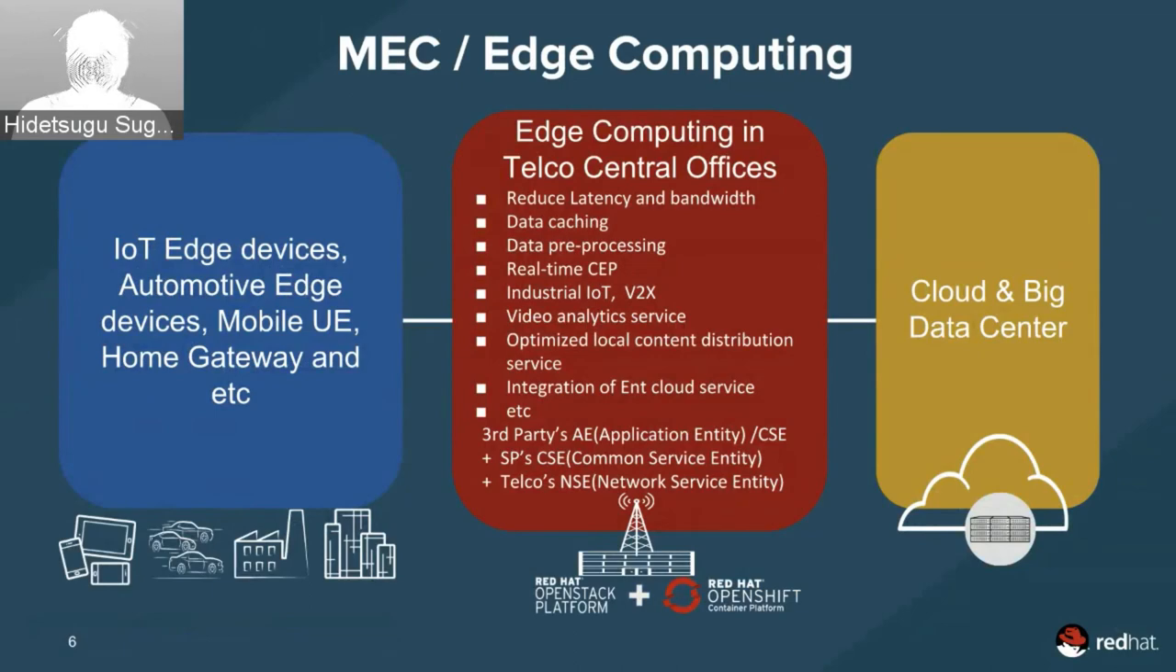In addition to the network service entity in OpenStack NFV, telecom carriers will be able to provide a common service entity and allow users to run real-time application services in OpenShift Container Platform at the Telco Central Office nearest to the customer site.